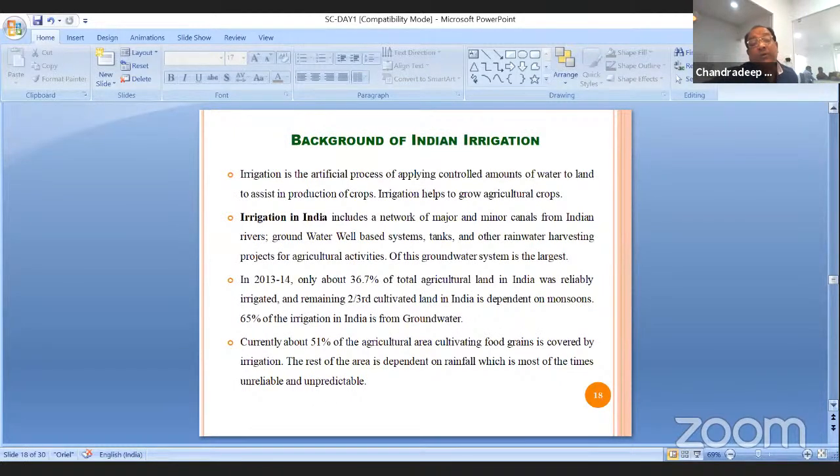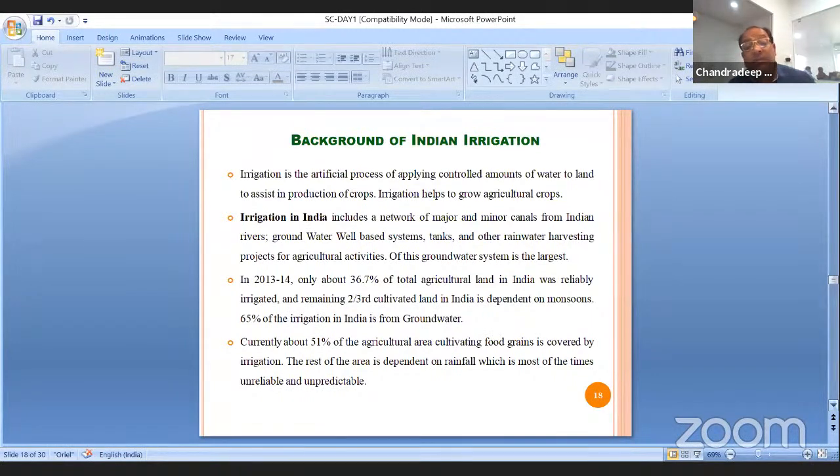So what is the background of Indian irrigation? Irrigation is an artificial process. Why? Because the water stays under the ground. We have to lift the water and distribute that water for agriculture, for production of crop. Irrigation helps to grow agricultural crop.